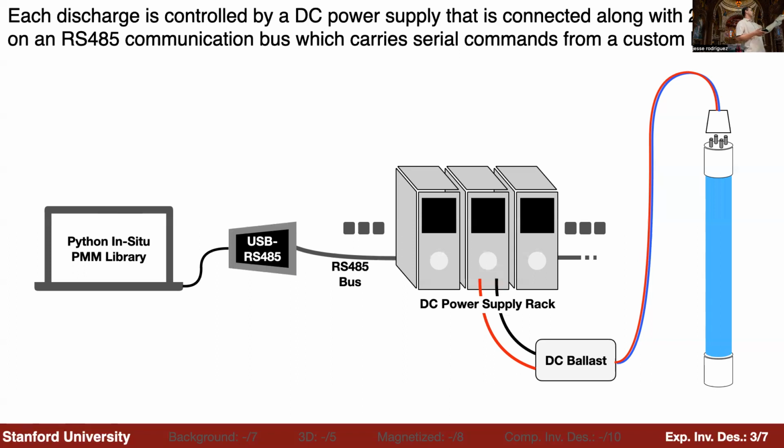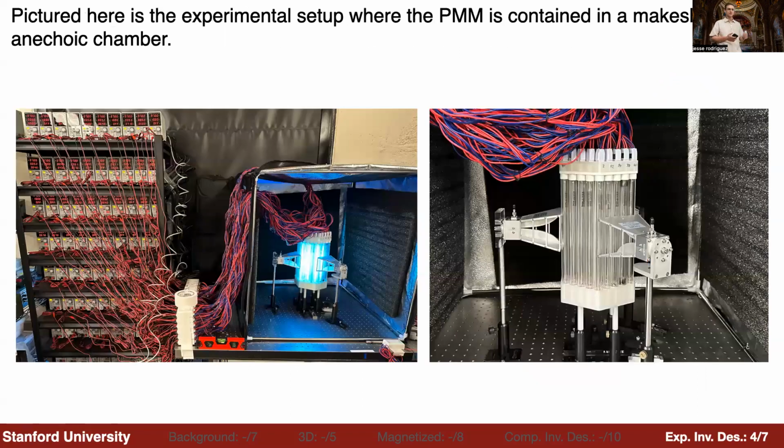And then, through a USB RS-485 converter, I wrote this in situ library that allows you to take those optimal parameters that we got from Ceviche, from the computational inverse design, and then output a distribution of plasma densities in the actual devices. This is what it looks like.